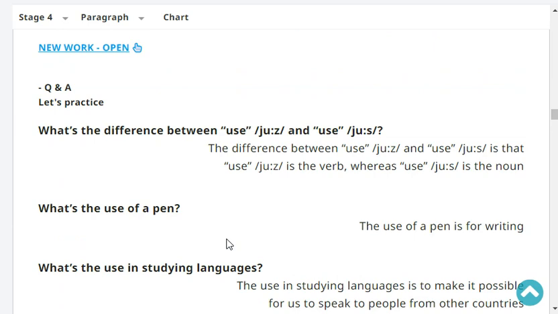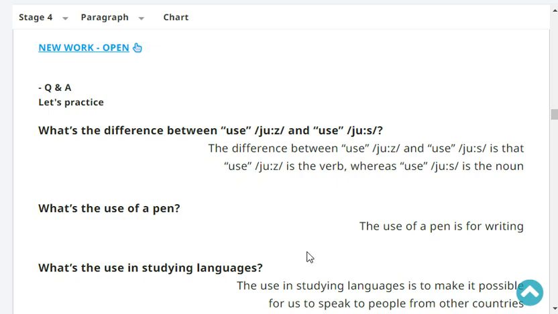Okay. What's the difference between use and use? The difference between use and use is that use is the verb, whereas use is the noun. Very good. What's the use of a pen? The use of a pen is for writing. Very good.